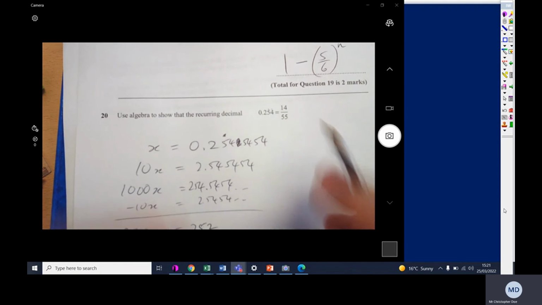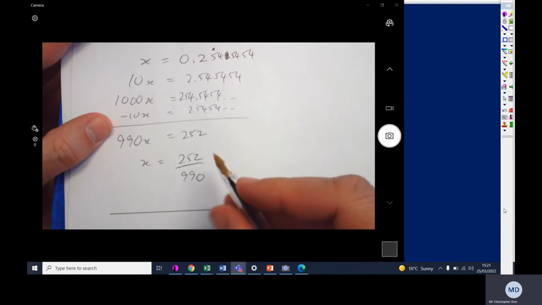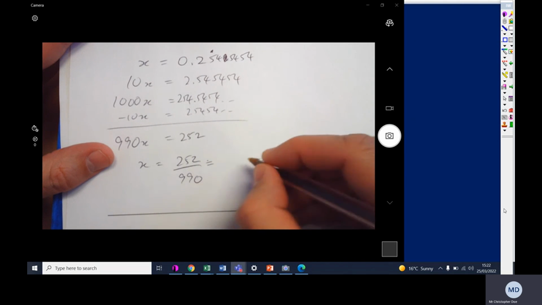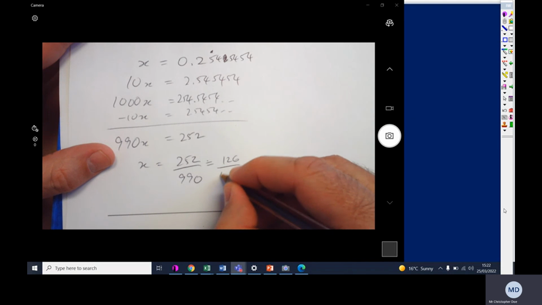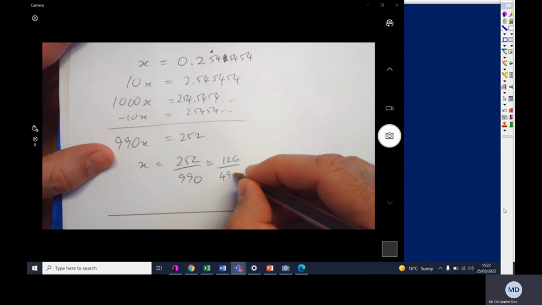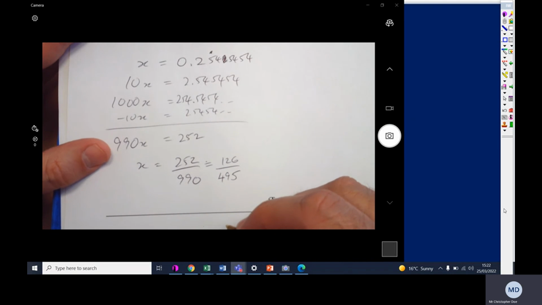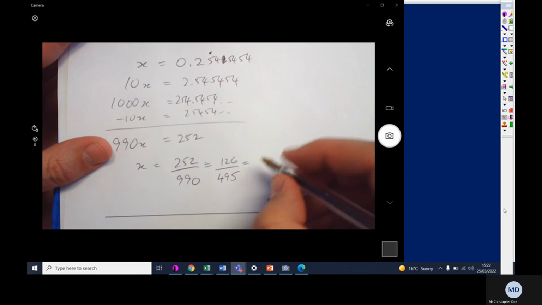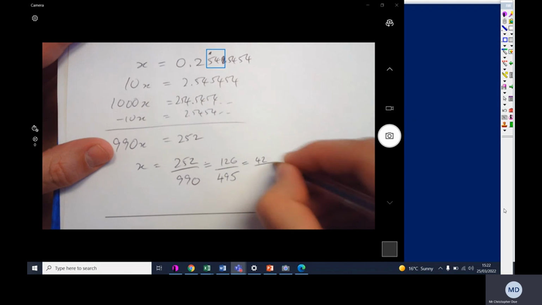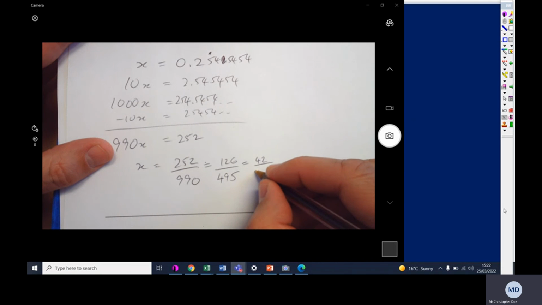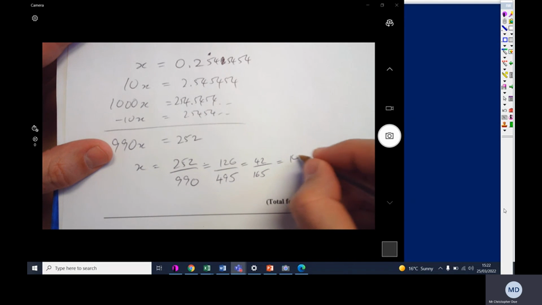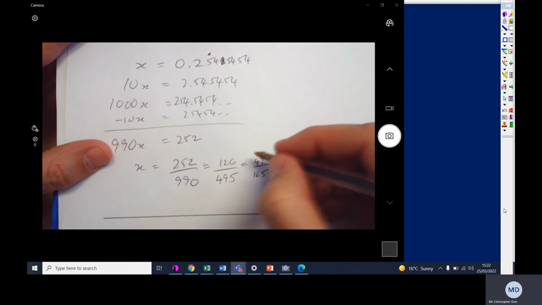And now to show, oh, sorry, lost it a bit. To show that, I'm going to divide by 2, 126, divide by 2, 495. Divide by 3, yeah, 42, divide by 3, 165, and finally divide by 3 again, 14 over 55, that's right. So that's fine.